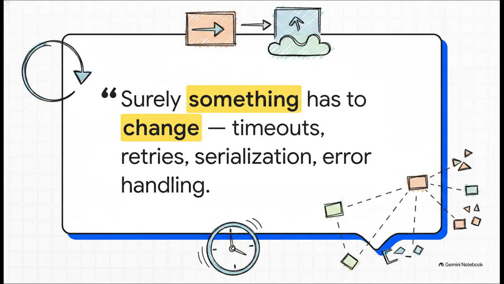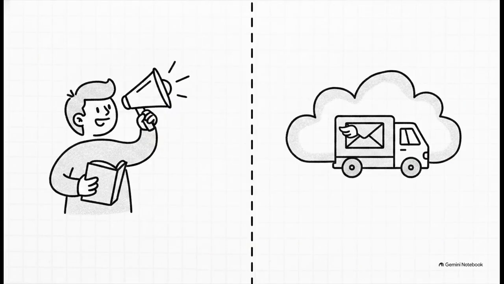Now you might be thinking, come on. In the second drawing, the message crosses a network. Surely something has to change. Timeouts, retries, serialization, error handling. You cannot tell me a local call and a remote call are the same code. And you'd be correct. Something does change, but not in the program.